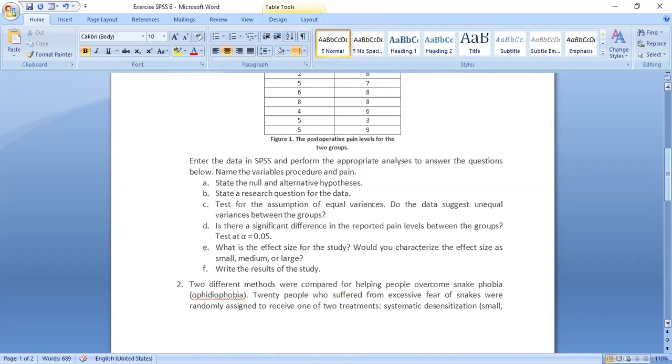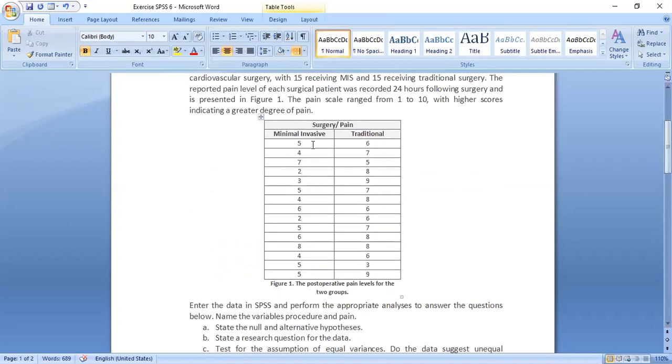Coming to the research question for the data: is there a difference in the pain level of patients undergoing cardiovascular surgery using minimal invasive surgery or using traditional surgery after 24 hours of performance of surgery? So that is the research question. Now C, D, E, and F, all these questions can be performed only when we have conducted the test. So let's copy the data and use this data for our analysis.